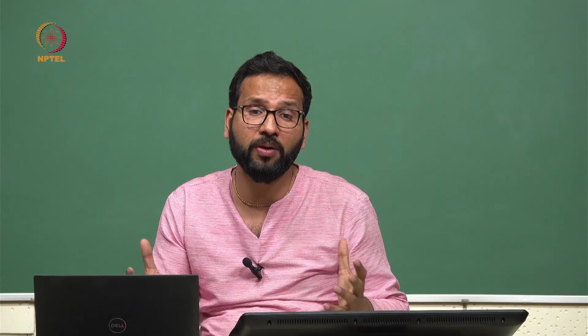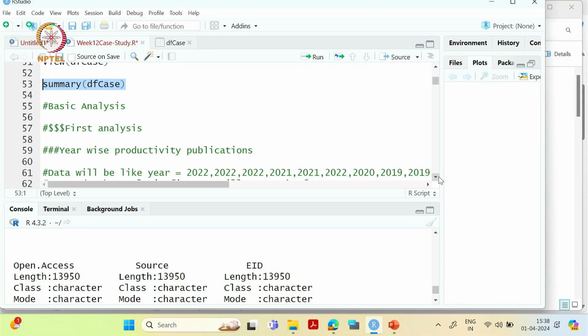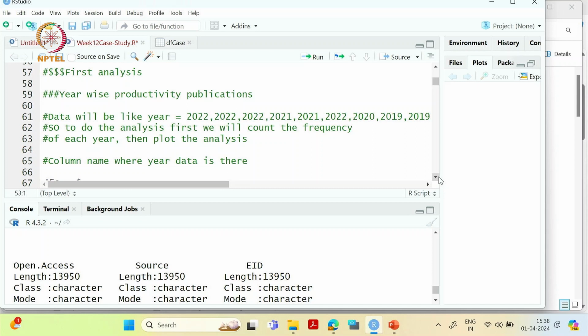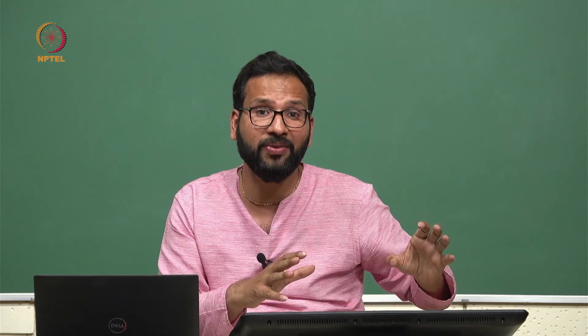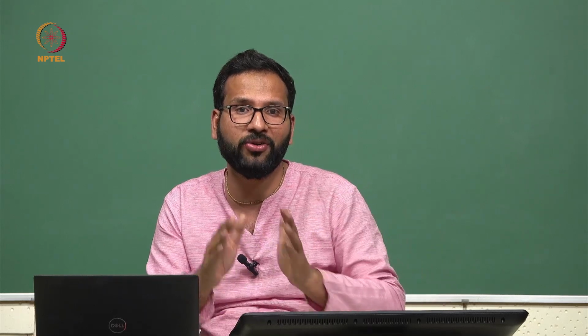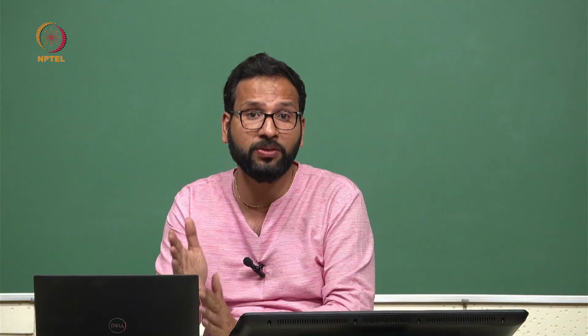Now let's move to our first analysis, which is year wise productivity. How will we do that? Our data is in the year column, with years like 2022, 2021, 2020 down to 1990. Whenever we are doing the analysis, we need to know what exactly the column name is, because we have a lot of columns and we don't have to put operations on the whole of the data, only on the specific column.